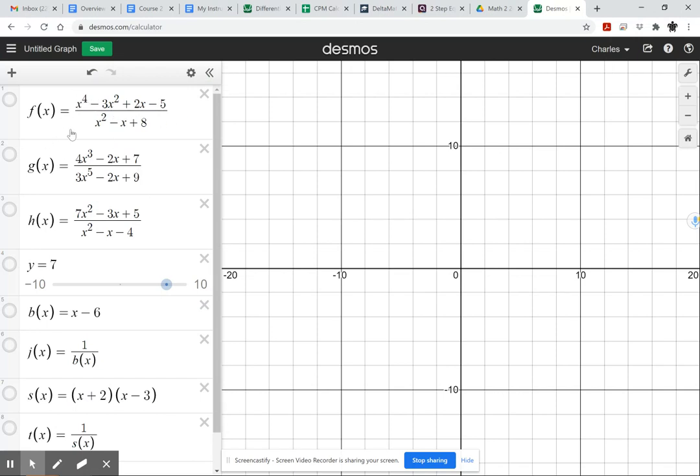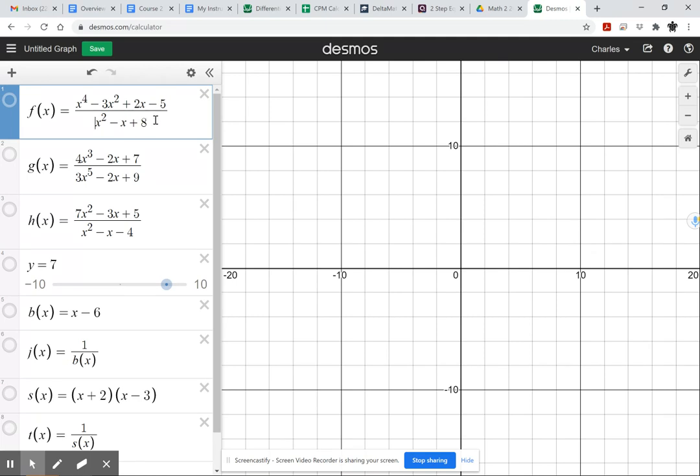Okay, so I'm going to go through f, g, and then h, and we want to use some intuition to decide what it's going to look like before I click this button. Once I click this button, you'll see the graph and you'll know the answer. But take a look at this. In the first function, I have a rational function. On the top, I have x to the fourth minus 3x squared plus 2x minus 5. On the bottom, I have x squared minus x plus 8.